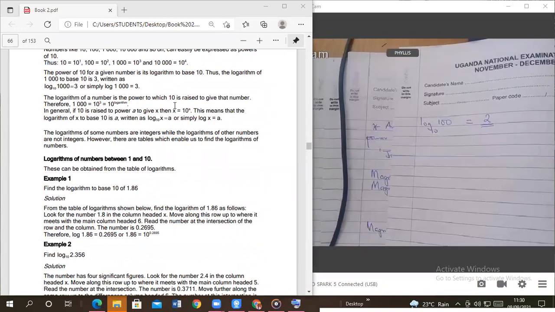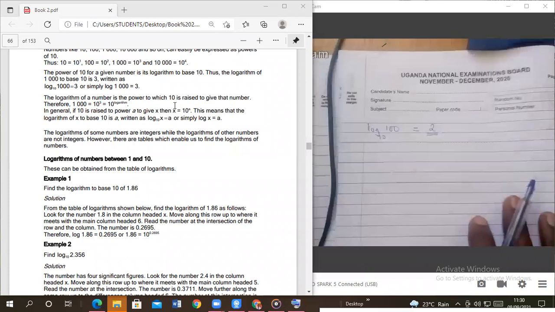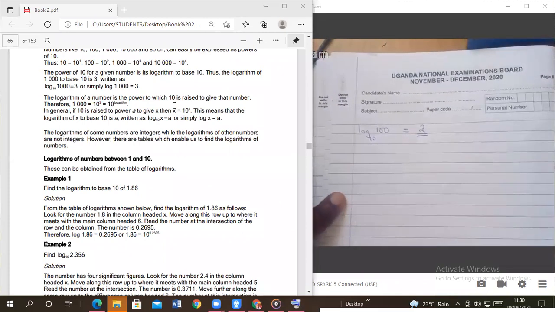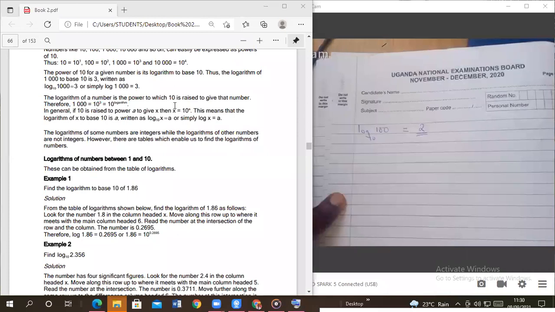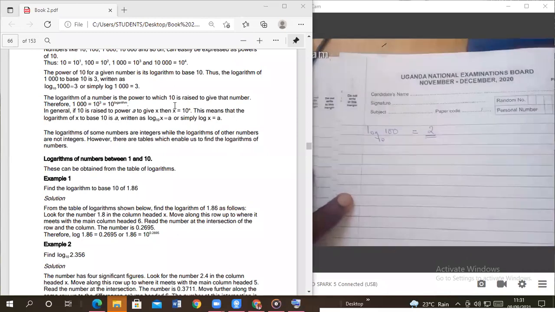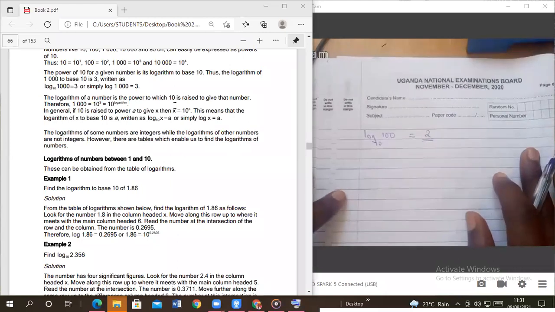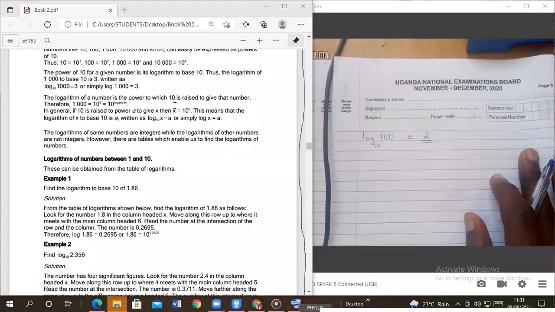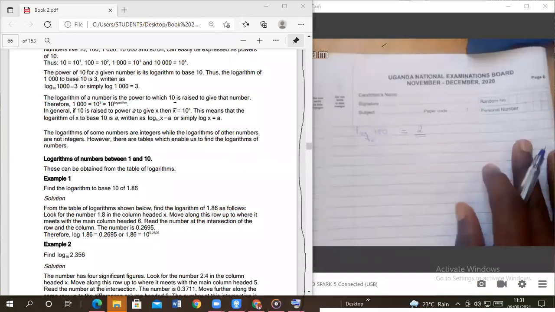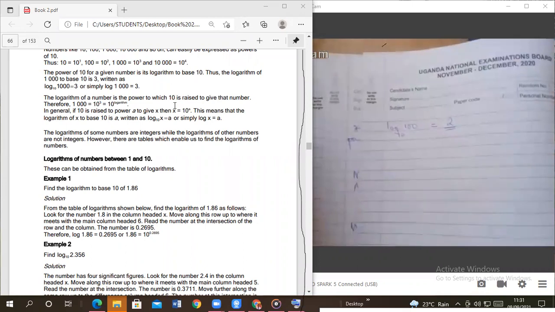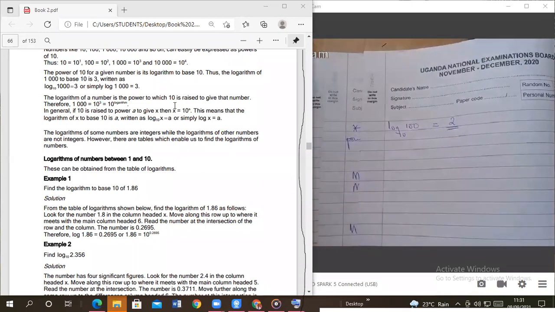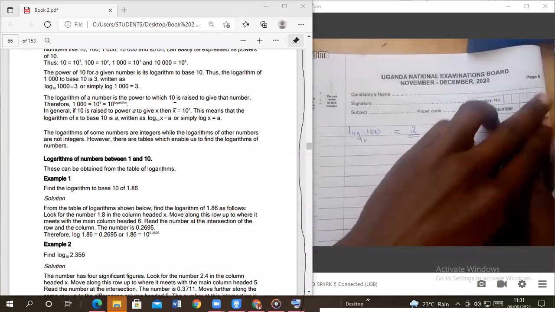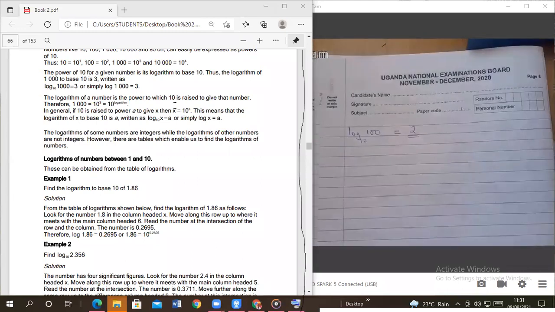Are you together, members? Teacher, it means that it only works out for numbers that have only zeros. Not only, but we shall see as we proceed how we can express logarithm of other numbers. But this one, I'm just laying foundation so that we understand what logarithm is all about. So far, so good, right?